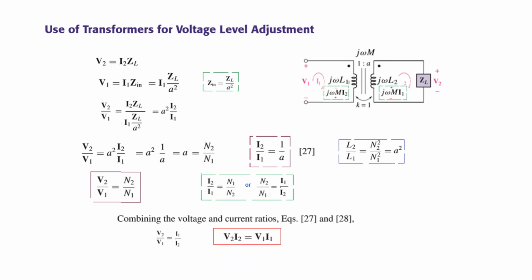So our relation will become V2 over V1 is equal to I1 over I2, and by cross multiplying we can see that V2 I2 is equal to V1 I1. And if you note carefully, this is actually the power. So power input, or power on the primary side, is equal to power on the secondary side. So although the current and voltages can be changed by the transformer, the power on both sides, on the primary side and on the secondary side, will remain the same. No power can be generated.